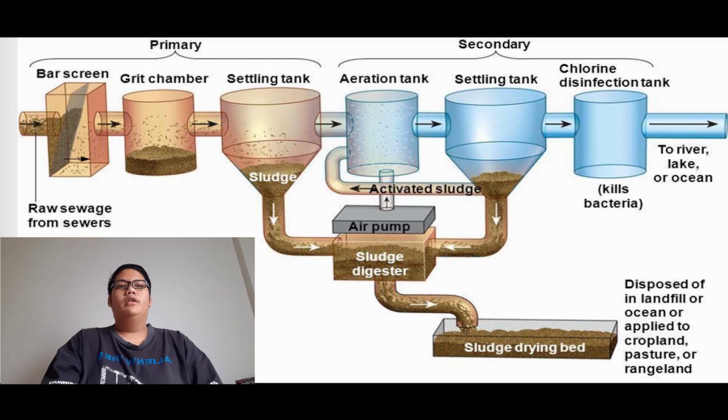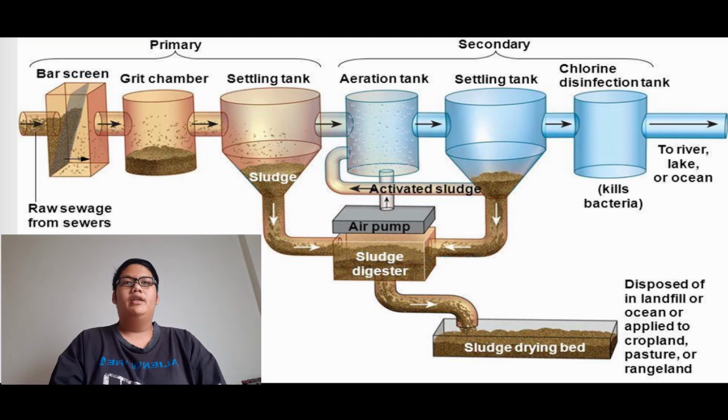to eliminate or reduce the possibility of disease when the flow is discharged. For the process of primary treatment, it uses a bar screen, grit chamber and settling tank. And the sludge from the settling tank goes to the sludge digester, and after that goes to the sludge drying bed.